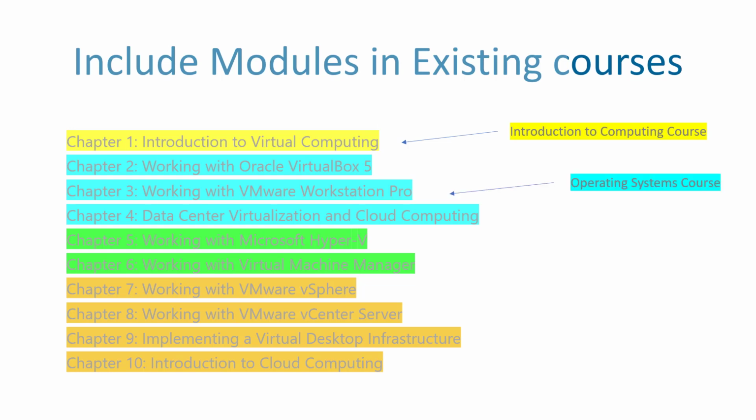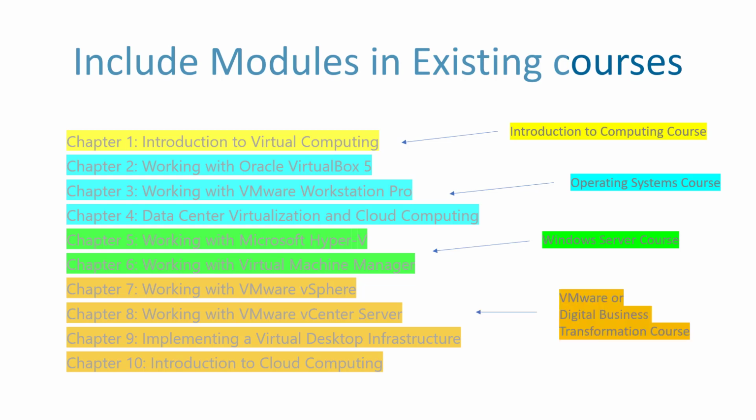Chapters 2 through 4 would be good information that you may like to include into an operating systems course, a Linux course or a Windows course. If you have an existing Windows Server course, which most schools do, you may want to include activities or materials from our chapters 5 and 6 on Hyper-V. And then if you have a VMware course or a digital business transformation course, then chapters 7 and 8 deal with VMware and vCenter Server with lots of activities in there.